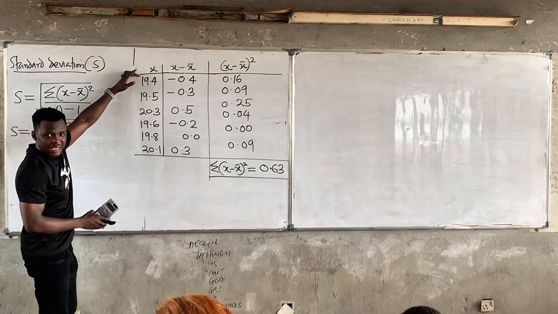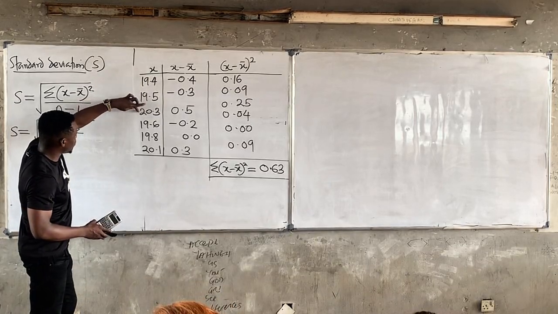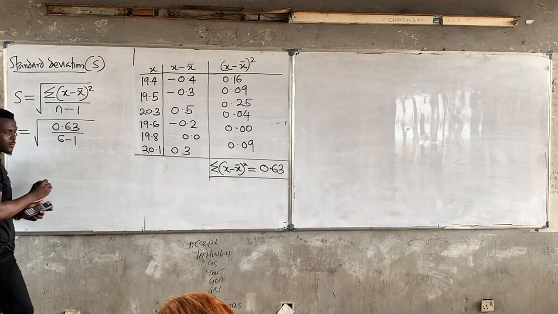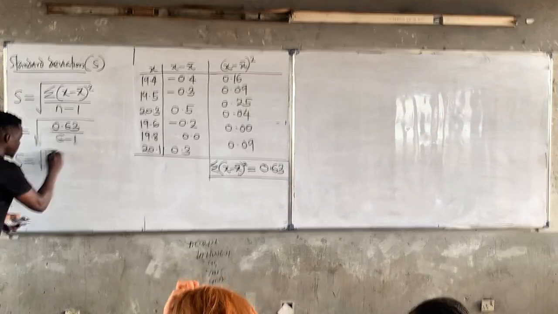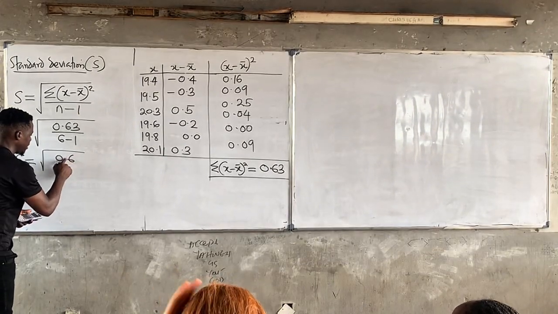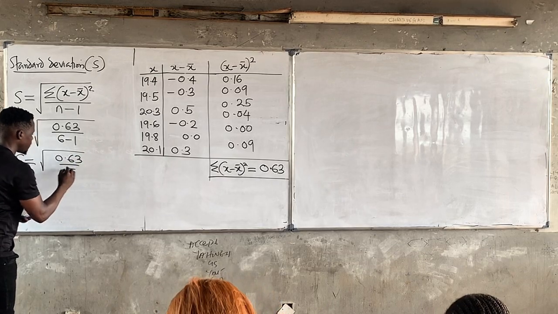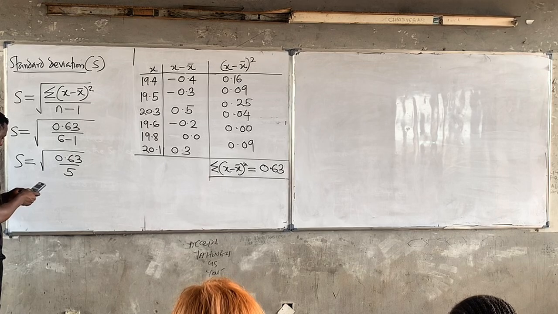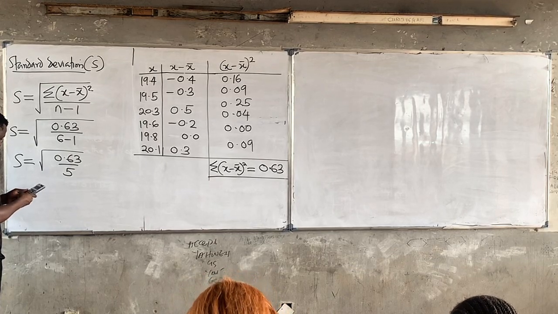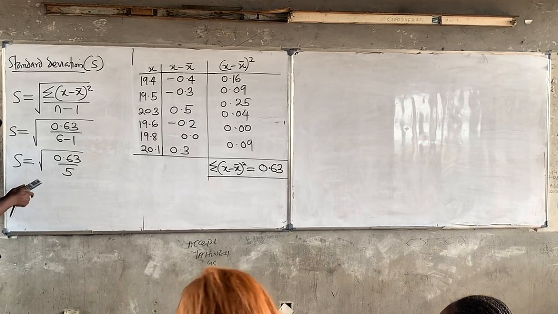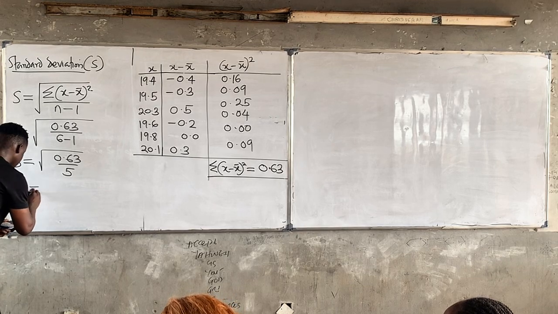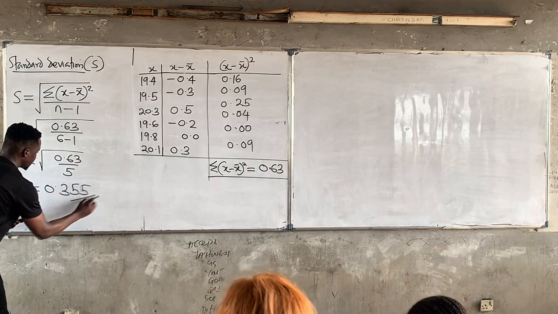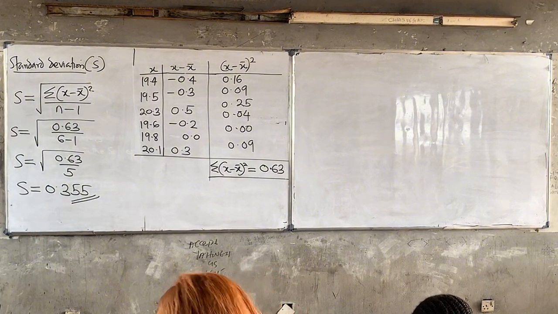How many data do you have here? 6. 1, 2, 3, 4, 5, 6. So this is 6 minus 1. So my standard deviation is the square root of 0.63 divided by what? 5. So you say 0.63 divided by 5, and then take the square root of that. So this standard deviation becomes 0.355. That is the standard deviation for that.